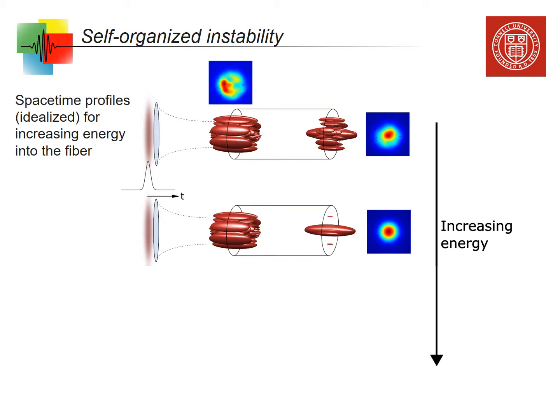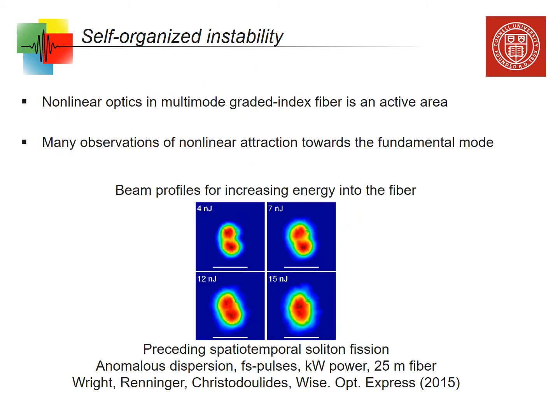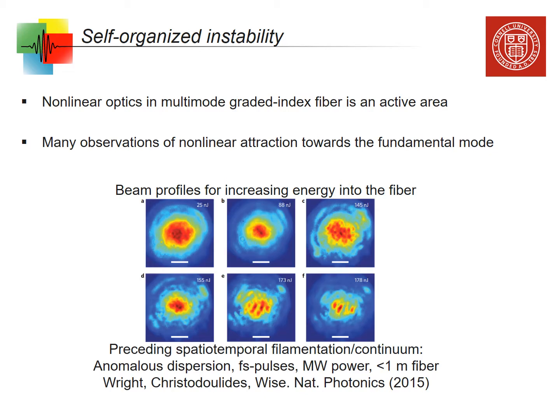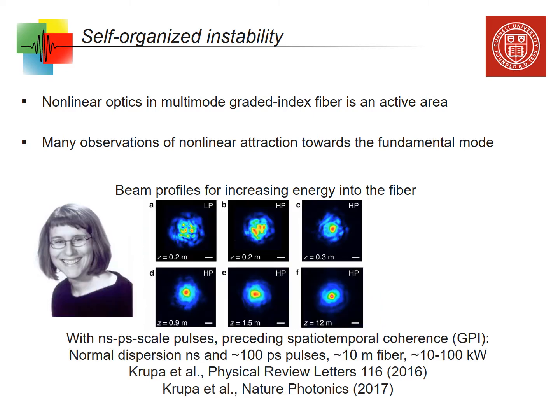However, as people increase the energy going into the fiber, remarkably, we see that the energy tends to condense into the fundamental mode. And we get a nice Gaussian output beam for a particular range of output energies. And this has been seen in many different contexts by several different groups now. I saw it looking at anomalous dispersion, studying in particular multimode optical solitons, and looking at supercontinuum generation in anomalous dispersion graded index fibers. Cassie Krupa and co-workers at Limoges and University of Burgundy have seen it looking at normal dispersion with pretty long pulses.